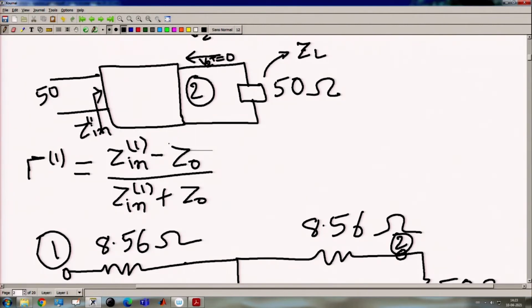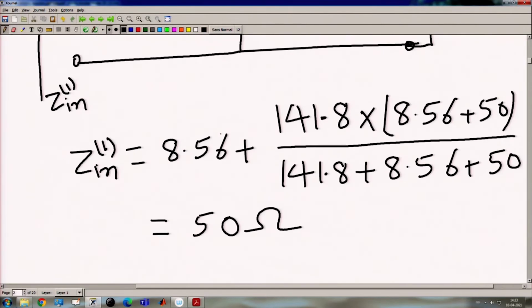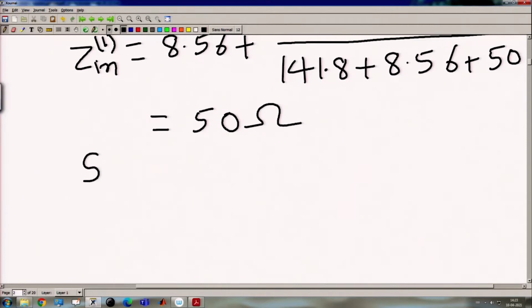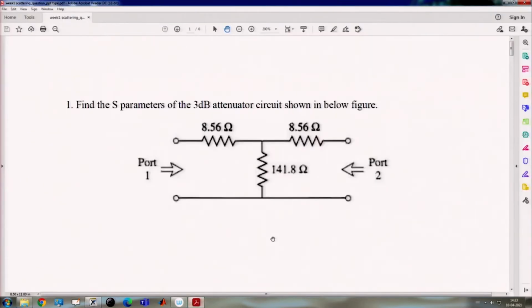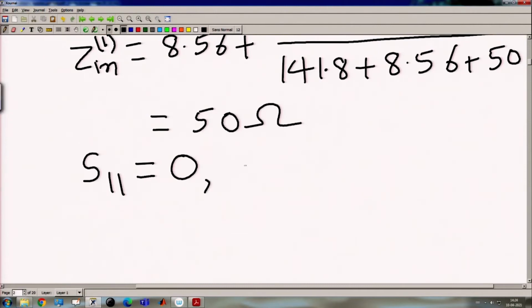And S11, that is gamma in, that is gamma 1, is defined as Z in 1 minus Z naught divided by Z in 1 plus Z naught. So, Z in 1 is 50 ohm and Z naught is also 50 ohm. So, we will get S11 equal to 0. Now, we can see that in the question this network is symmetrical. When we see from port 1 or from port 2, we will see the same thing, it is like a symmetrical network. So, by the same process S22 will also be equal to 0, because this network is symmetrical.